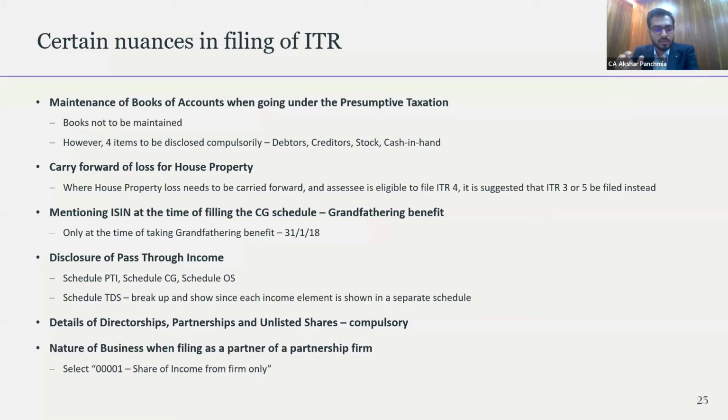So this was regarding your PTI. Now, when you are filing your income tax return, you have to give certain general information about the assessee. Therefore, in that case, you also have to provide compulsorily details of directorships, partnerships, and unlisted shares which are held by you.